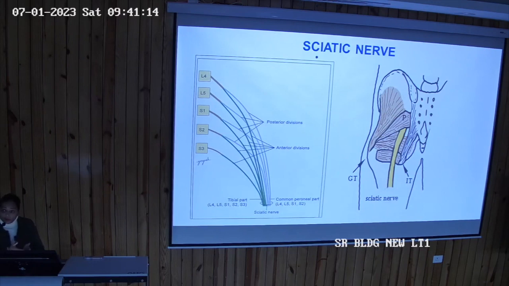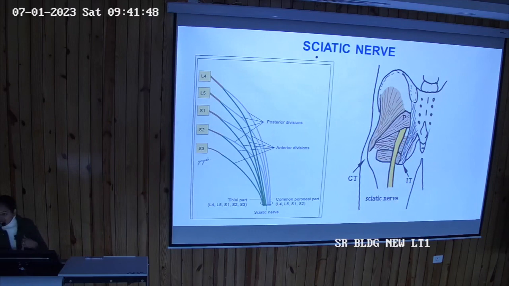Now it has two components, tibial and peroneal component. Okay, so this tibial component is taking origin from the anterior division. Yes, anterior division of the anterior primary rami from L4 to S3. So the root value of tibial nerve will be L4 to S3, and common peroneal is taking origin from the posterior division from L4 to S2. So the root value will be L4 to S2.